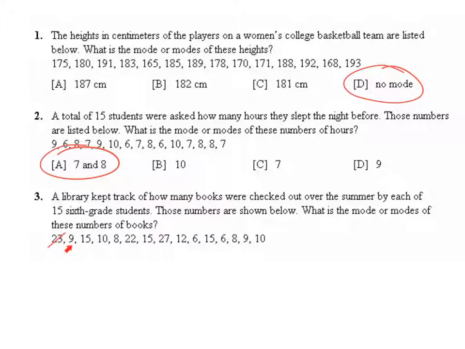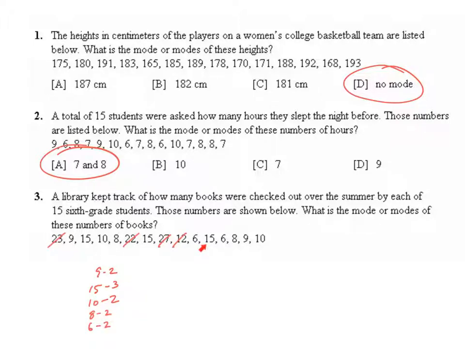I'll count that up at the very end if I need to. Number of students who checked out 9, I see 1 student, 2 students, so 9 will be 2 students. 15, I see 1, 2, there's another one, 3 students who checked out 15 books. 10 books, I see 1, 2 students who checked out 10 books. 8 books, I see 1, 2 students. 22, looks like it's just this one student, so I'm going to mark that person off. 15, I've already checked. 27, just that one student. 12, looks like it's just that one student. 6, I see 1, 2 students.